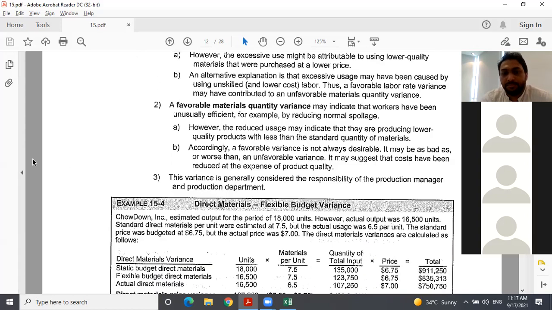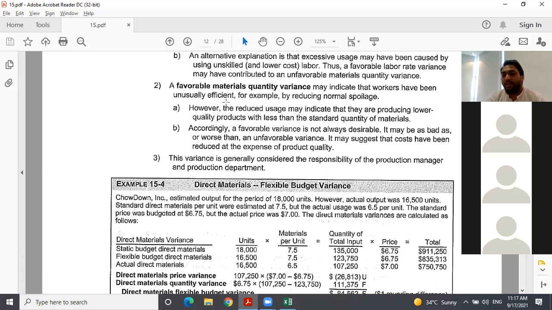A favorable material quantity variance may indicate that workers have been unusually efficient, for example, by reducing normal spoilage. However, the reduced usage may indicate that they are producing lower quality products with less than the standard quantity of materials. Accordingly, a favorable variance is not always desirable. It may be as bad as or worse than an unfavorable variance. It may suggest that the costs have been reduced at the expense of product quality. The variance is generally considered the responsibility of the production manager and production department.